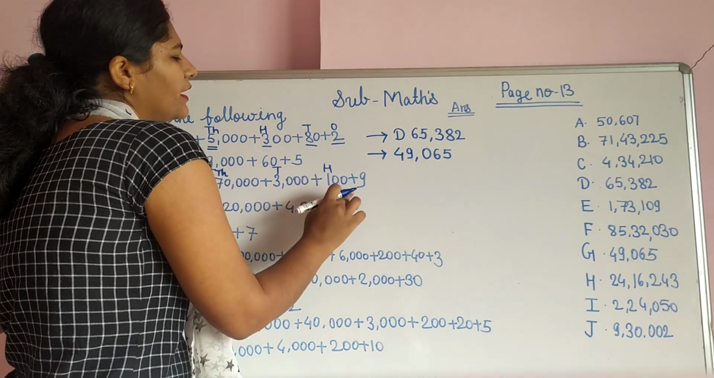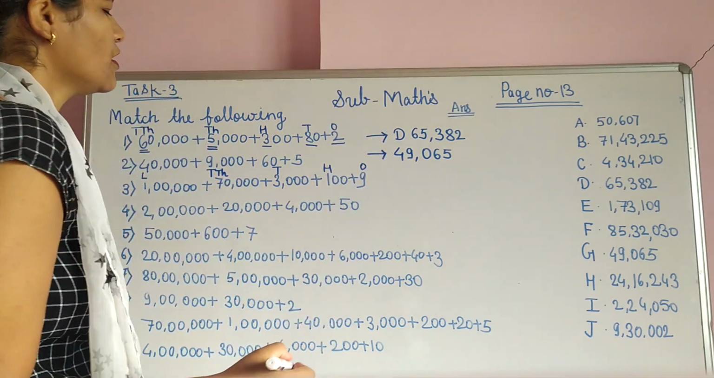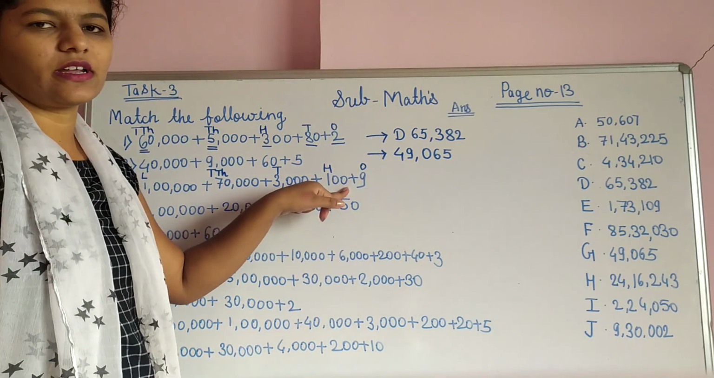See student, now here the tens place is not given. What is given? That is the ones place. It means on the tens place, what is there?